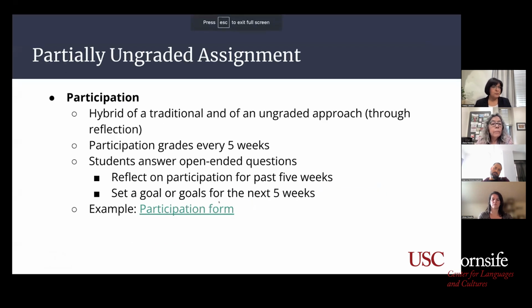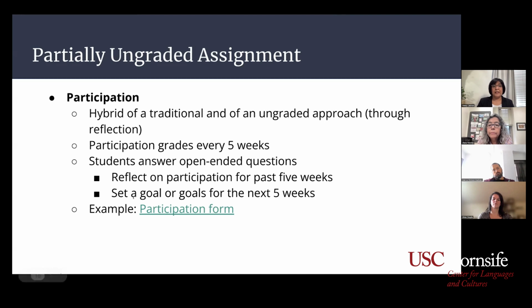And I mentioned briefly that I also did participation as an ungraded assignment, but when I implemented this, it was not fully ungraded. I did incorporate a traditional approach, but the important part in this participation grade is I also added open-ended questions where students would reflect on their participation. For example, in the second of the series of participation grades that students had to do, I asked them to reflect on how they did in the previous 5 weeks and to set goals for themselves for the next 5 weeks.